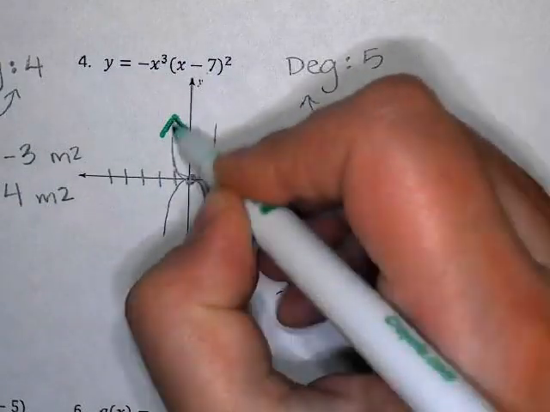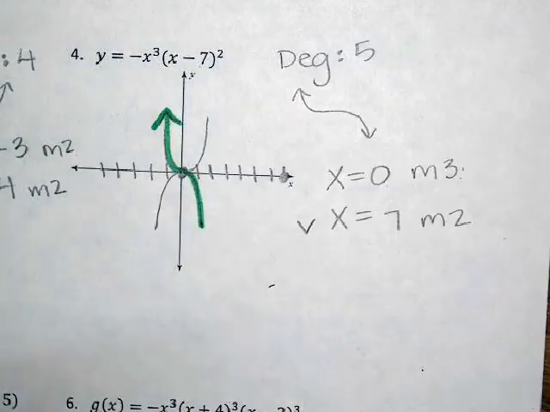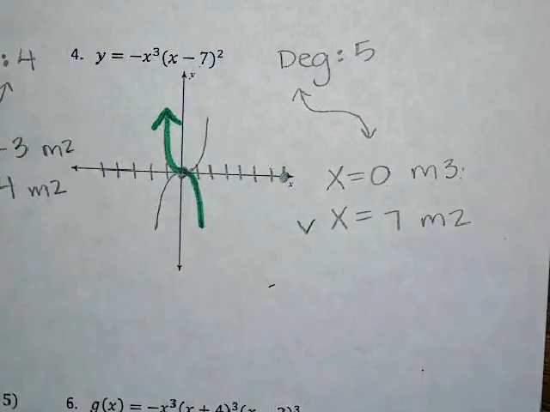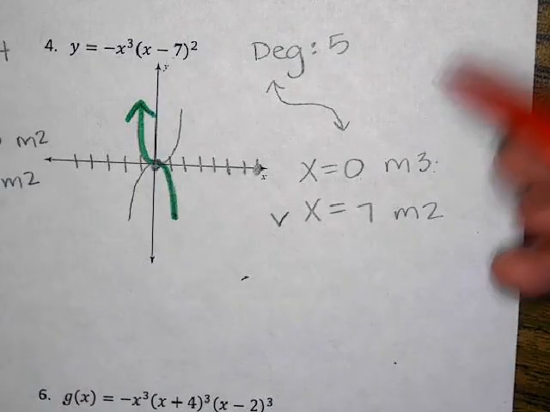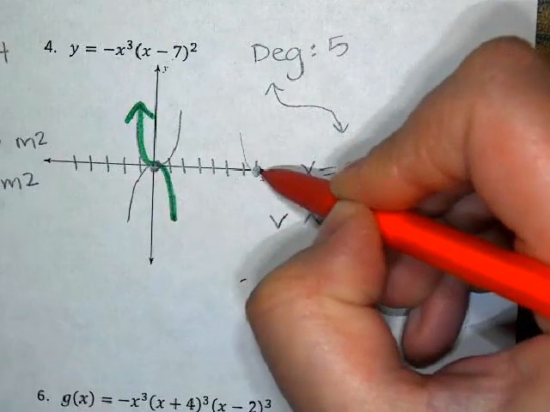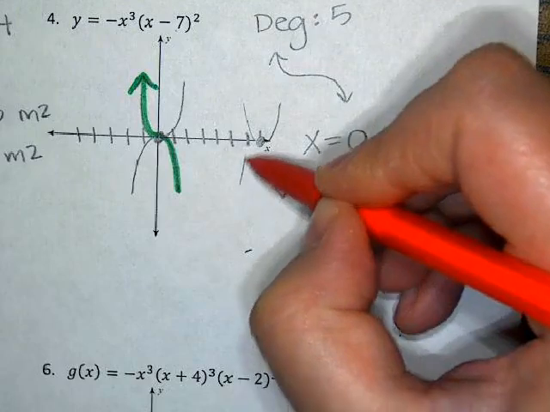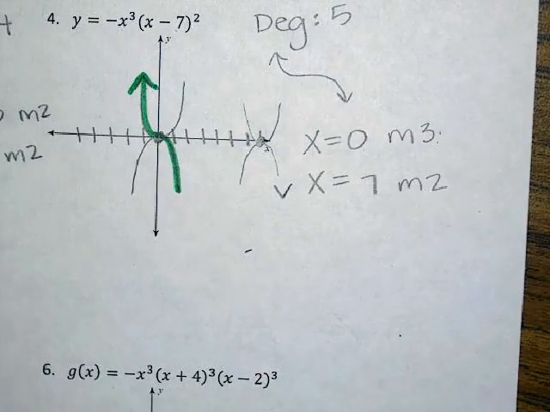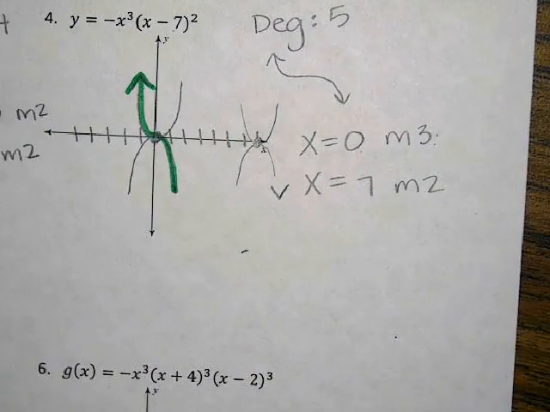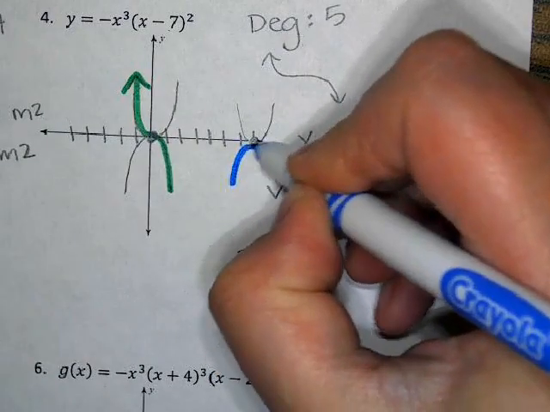7 is a multiplicity of 2. So that's the bounce. That's a little U-shaped graph. So we can have our U-shape be above the line, or we can have our U-shape be below the line. Below makes more sense. Okay. And then we'll connect these together.